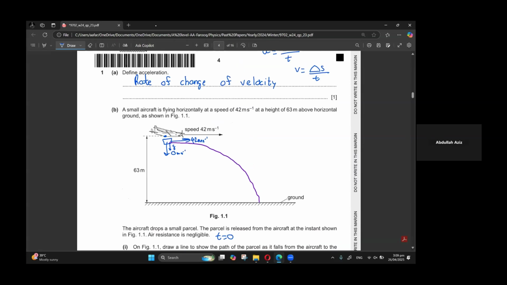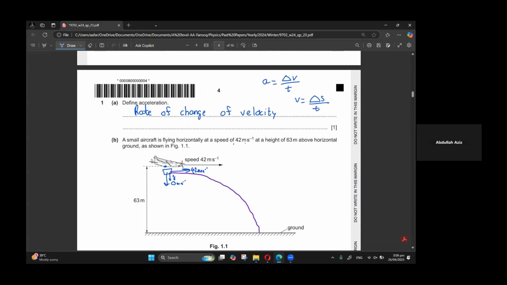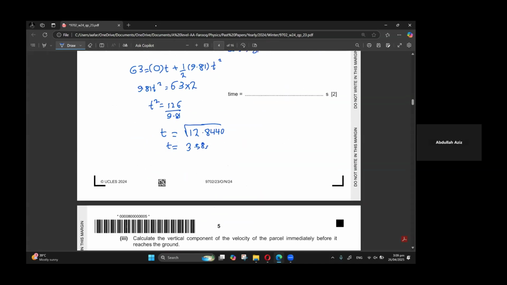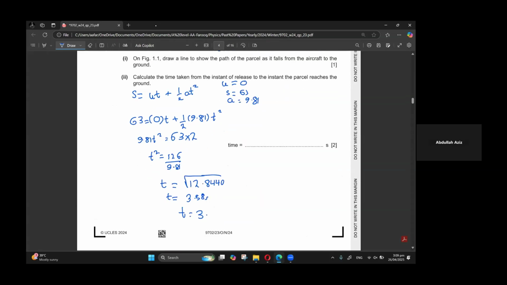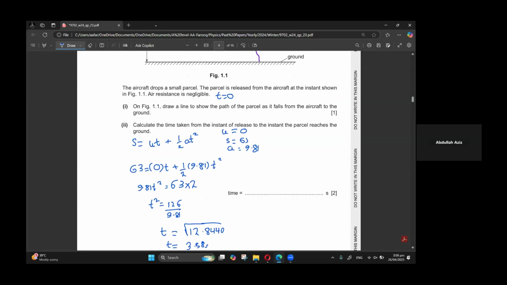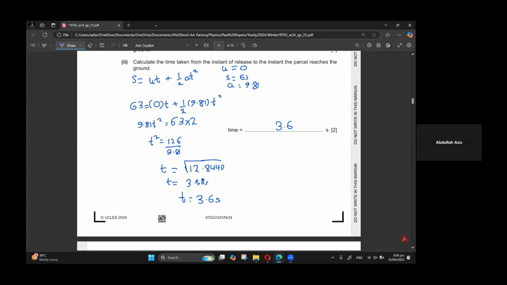Now, you see the majority of the values in the question are two significant figures, so that's what we will choose. That's what is usually used for significant figures. So 3.6 seconds.